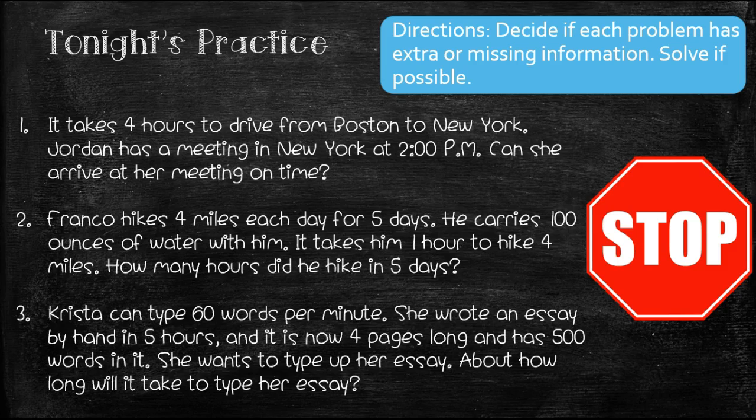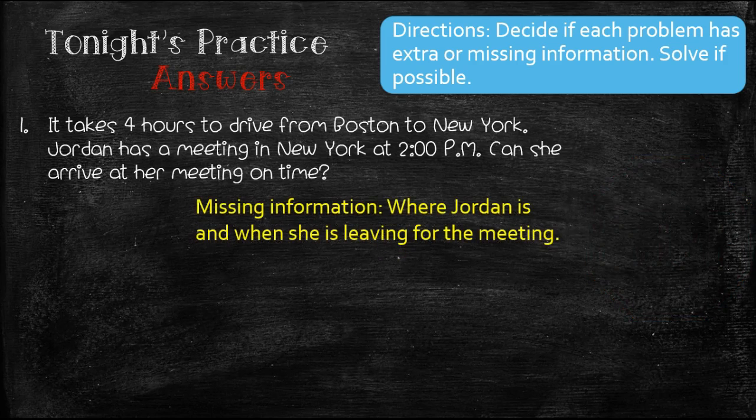Here come the answers in 5, 4, 3, 2, 1. Our first one, the missing information in problem number 1 is where Jordan is and when she's leaving for the meeting. This is a problem that you can't solve because you just don't have enough information.